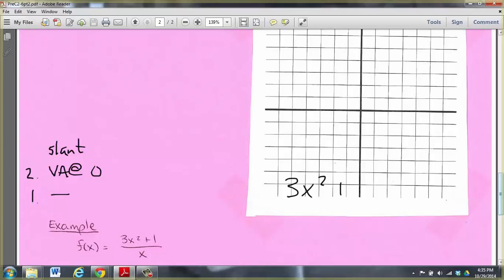3x squared plus 1 divided by x. We have 3x and a remainder of 1. So our slant is at y is equal to 3x. I hope you pause this and try it yourself before you let me do this for you. 3, if you plug 0 in for x, you got a problem, because then you have a 0 in the denominator. So no y-intercept.